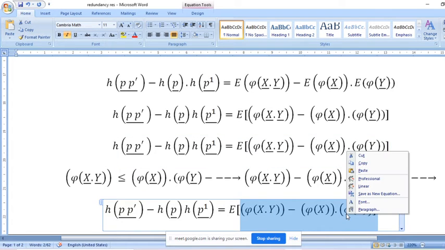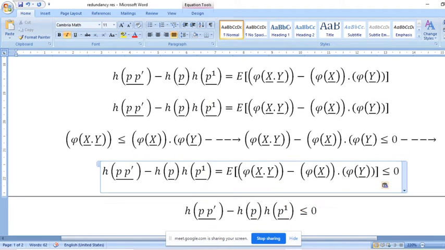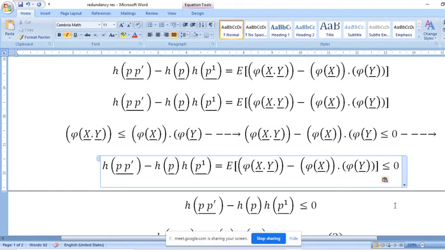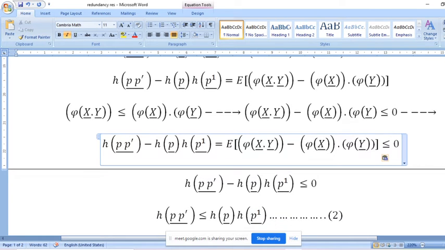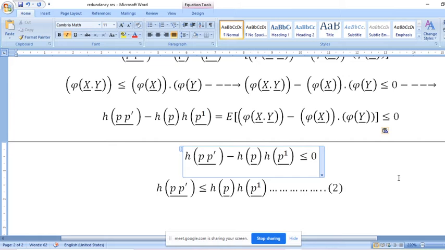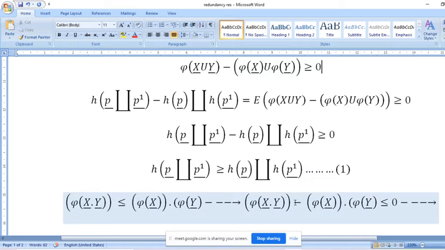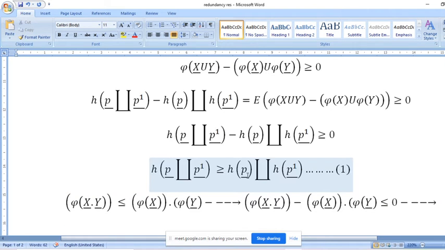Now what will be the result? Yeah, this will be expectation of phi of x into y minus phi of x into phi of y, which will be less than or equal to 0. So automatically left side will be less than or equal to 0. Okay, h of p into p dash minus h of p into h of p dash less than or equal to 0. That means h of p into p dash less than or equal to h of p into h of p dash. So this is the second result. Okay, so we have proved two results. First one is h of p union p dash greater than or equal to h of p union h of p dash.